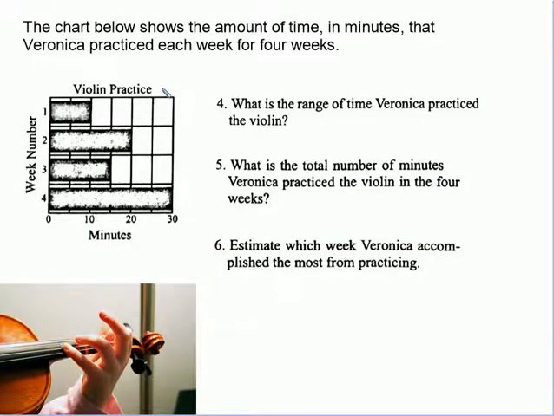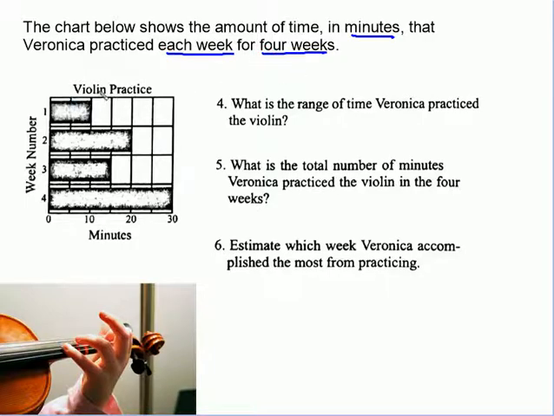Okay, in our last one, we examined a hockey game. We did some data analysis. We figured out the number of goals per game and such things as that. This time, we're going to be looking at some violin practice. The chart below shows the amount of time in minutes that Veronica practiced each week for 4 weeks. Now, here we go.